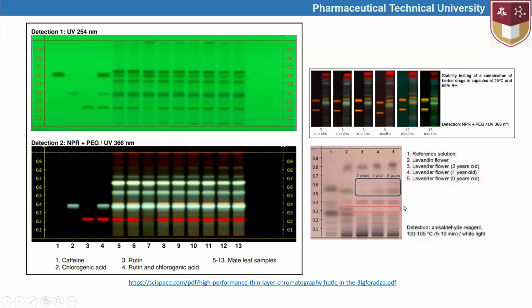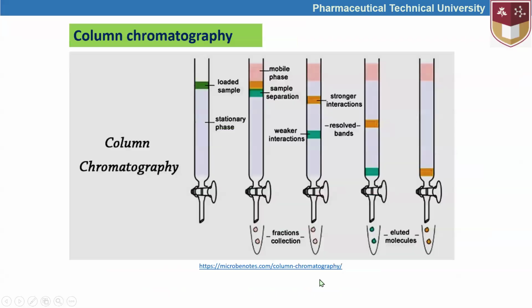And this is another example carried out on lavandin flower. 2 years, 1 year, 0 year. Yeah, 0 year, 1 year, and 2 years. Here we can see in 2 years this compound either destructed or can be considered as not stable, and others remained. And here we can see the differences as well. So thin layer chromatography can be used for such purposes as well.